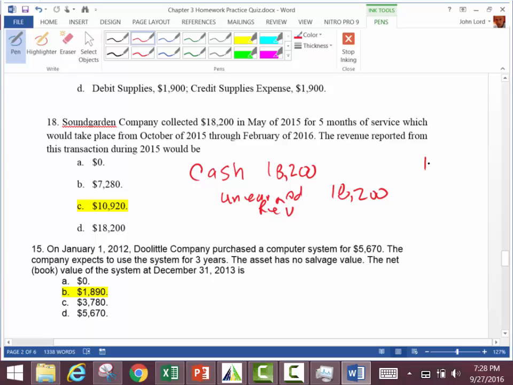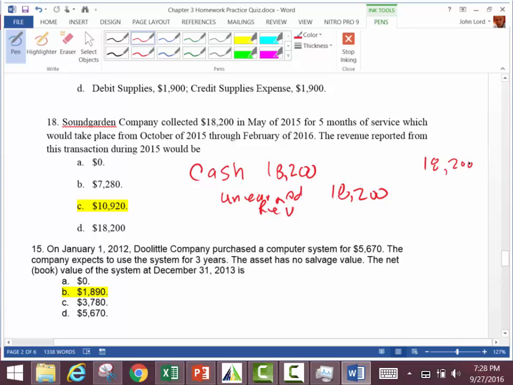So we have 18,200. You can either multiply that by 3/5, or you can just divide by 5 and times it by 3. So divide it by 5 just so we can all see the number there.